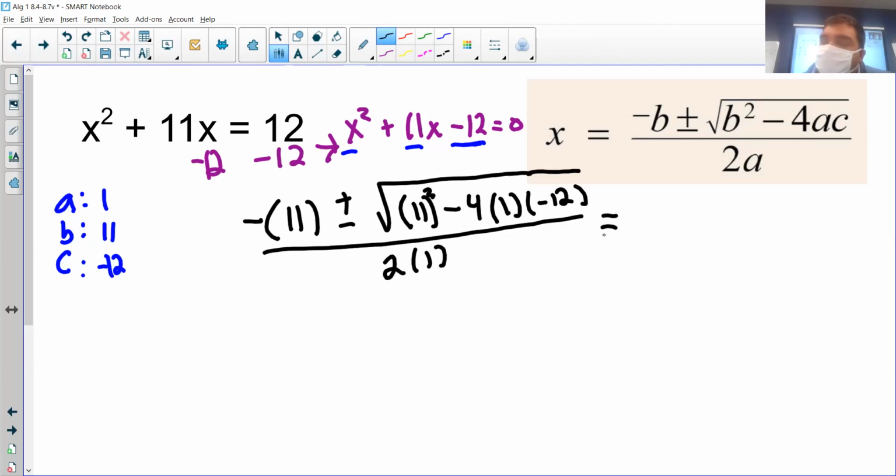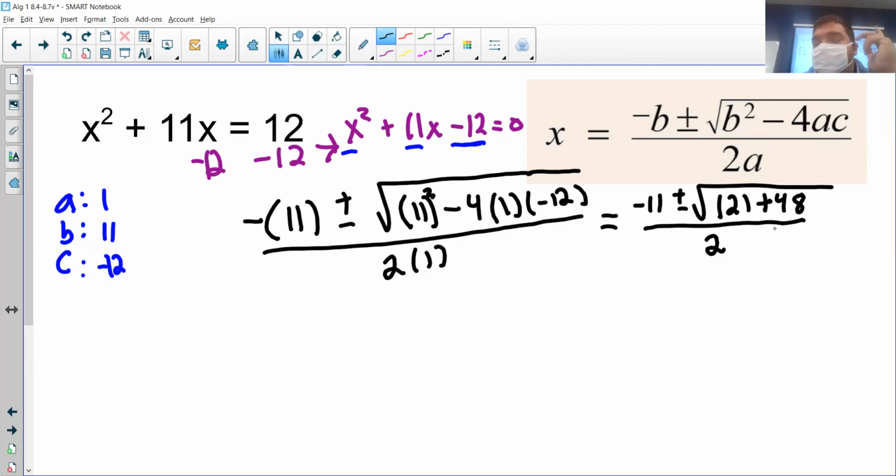It's plus 48. Oh, I made a minus mistake. Can I have it? Wait, let me simplify it a little bit. Negative 11 in front, negative 20. I just combined the 11 and the negative. The square root of 121, that's 11 squared. Negative 4 times 1 times negative 12 is going to be a positive 48 because it's a double negative. All over just a 2.